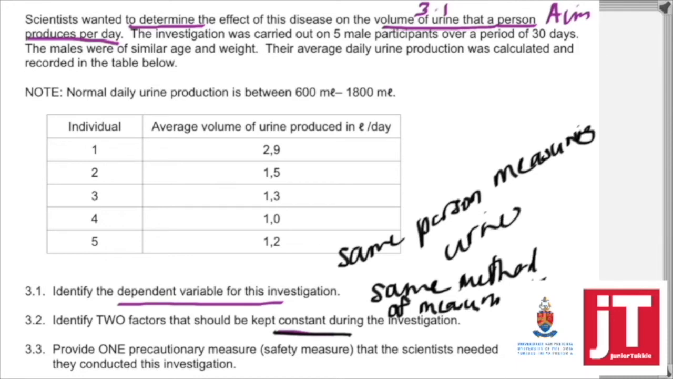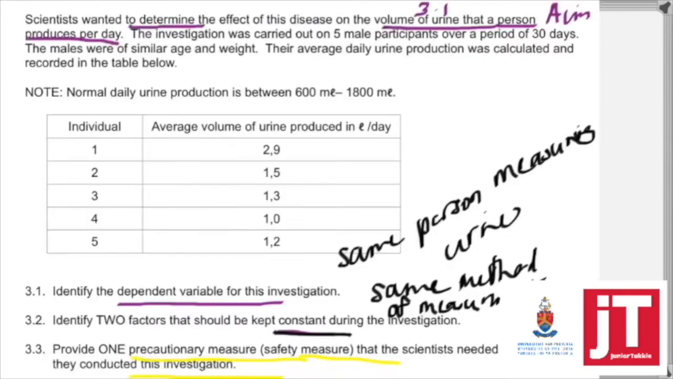Don't just have a general answer. And then the third question: one precautionary measure, safety measure, that the scientist needs to take when conducting this investigation. Well, of course, here you're working with urine. Any precautionary measure would be that the scientists should make sure that they're using gloves when they're working with the samples. So that is your answer. Let's move on to the next question.